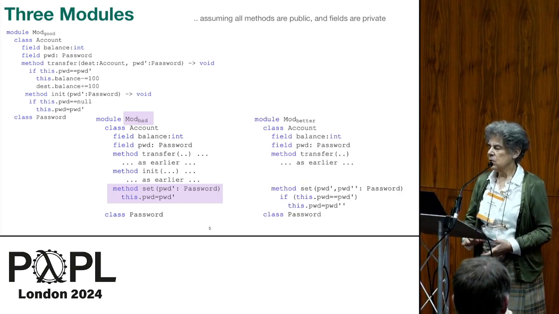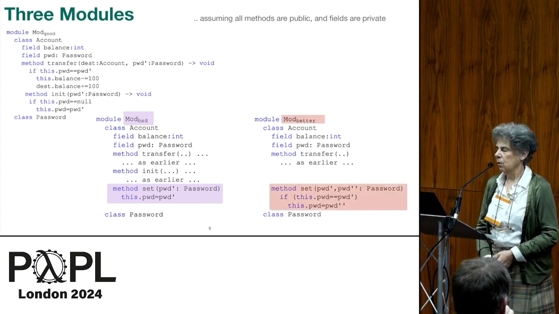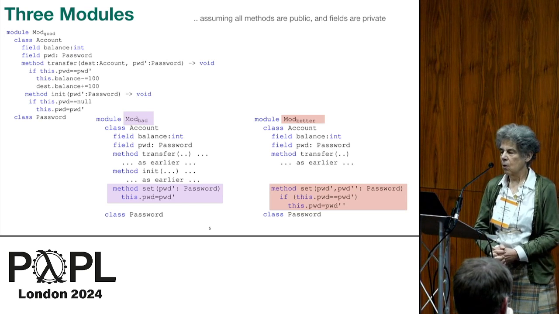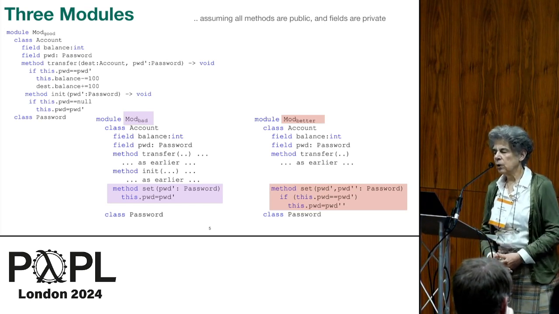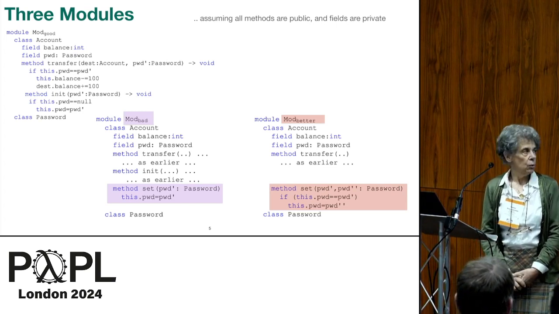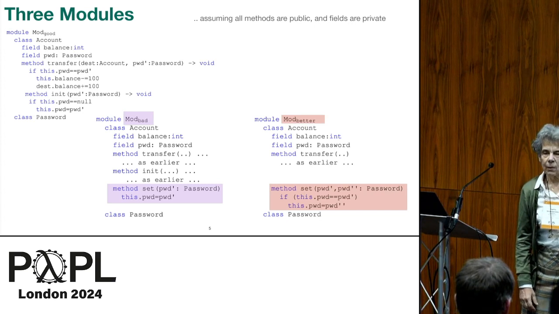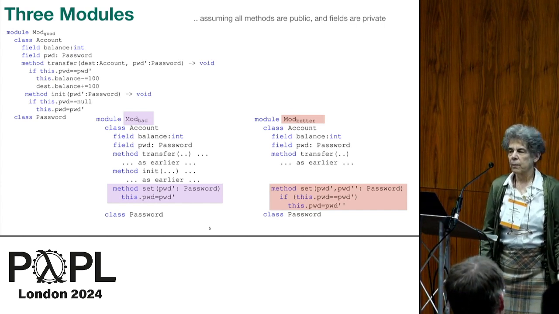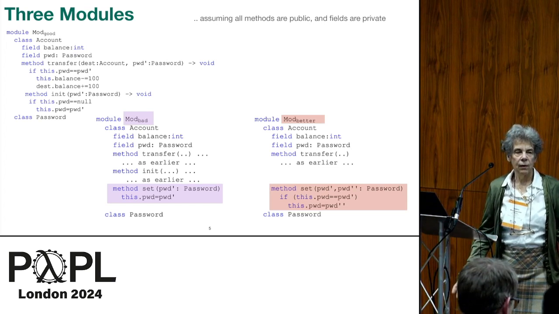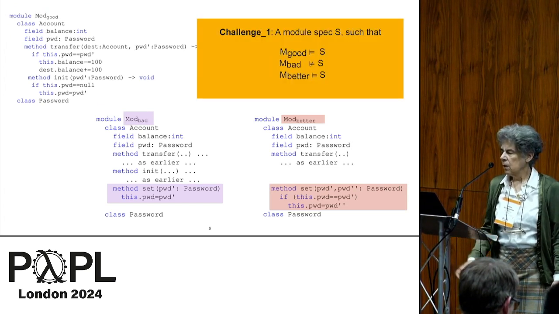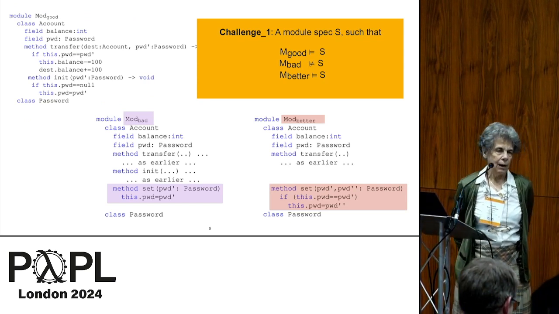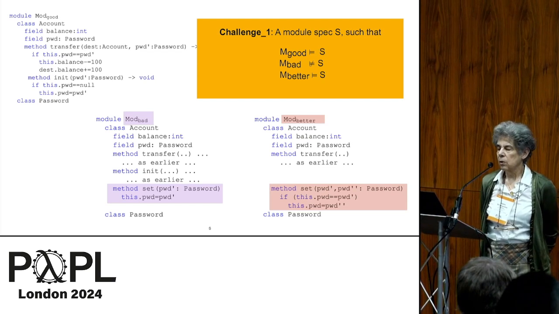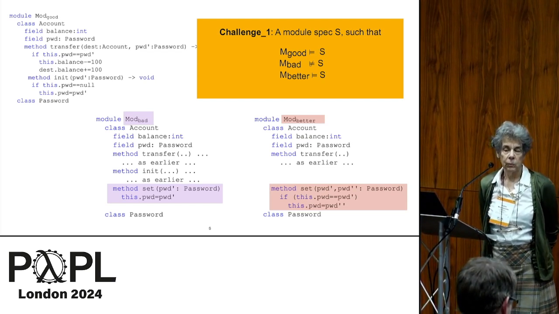And there is a better version of the account module. The difference is that in order to set the password, you need to know the old password. So obviously, the good and the better modules are the modules that we would like to have, and we would like the bad one to fail some criterion, because with the bad one, you take the account, you change its password, then you take all the money out of the account without any knowledge about the account. So the first challenge is to find a specification language that would allow me to write a specification S, in the particular case, so that the good and the better module satisfy the specification and the bad module doesn't.